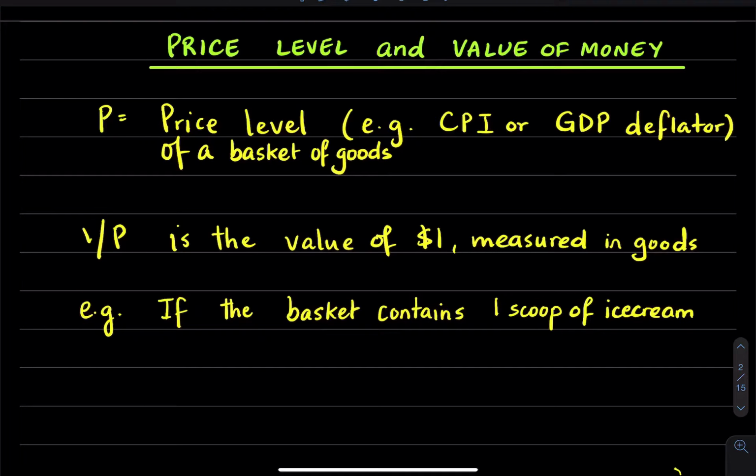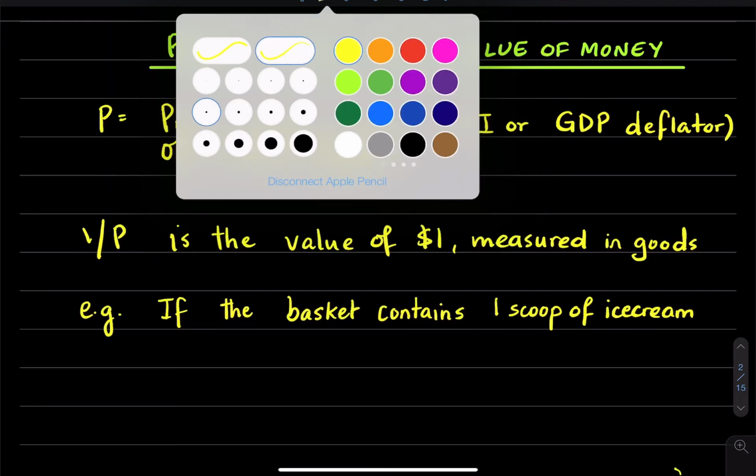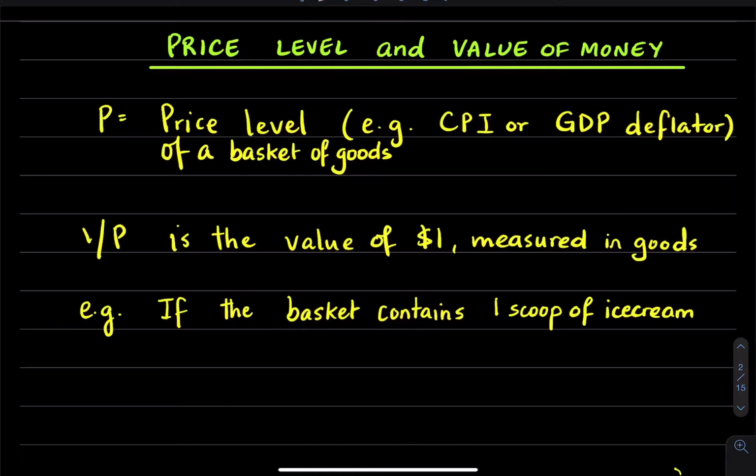So in this video, we're going to be talking about how we can use a money demand and money supply graph to understand the relationship between the quantity of money and the price level and the value of money. So recall that in the last video, we had talked about that one scoop of ice cream from Buy Right.